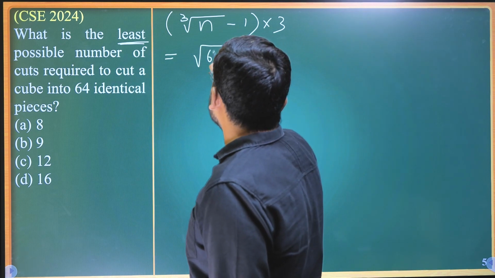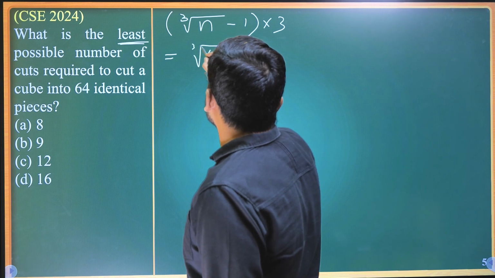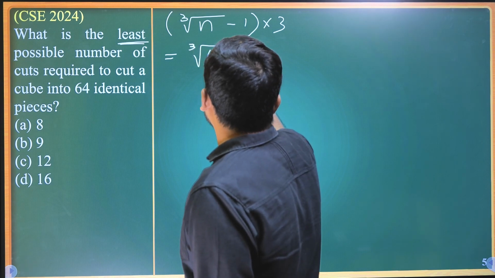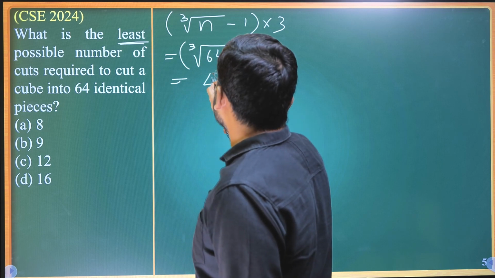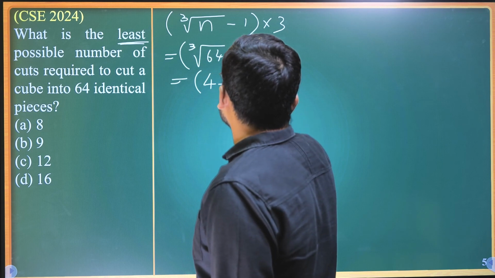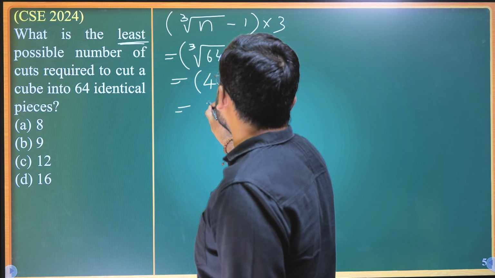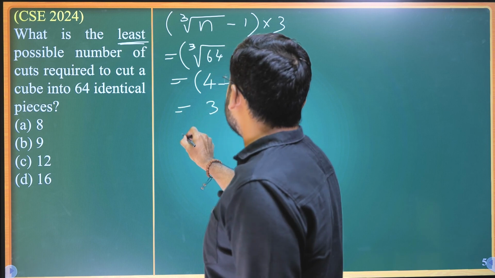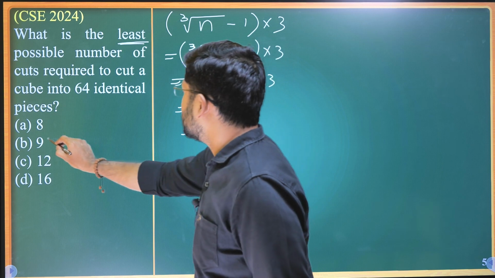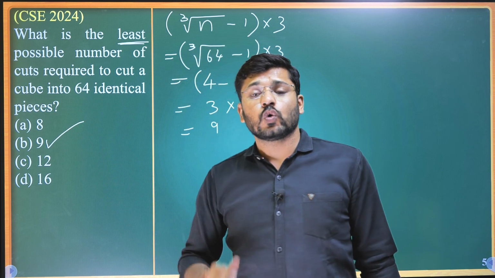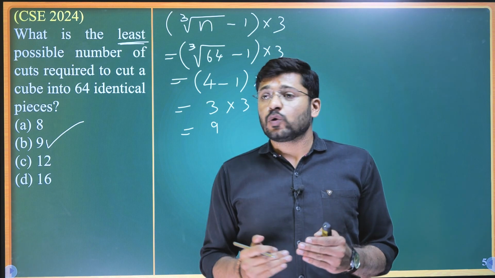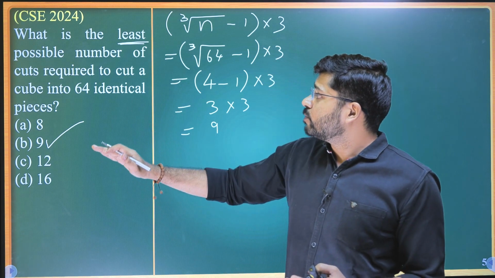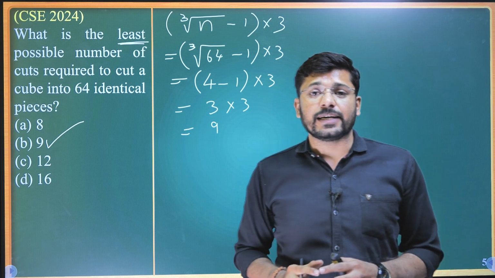Cube root of 64 minus 1 into 3. What is cube root of 64? That would be 4 minus 1 into 3. What is 4 minus 1? That would be 3. 3 into 3. So that would be 9. Your answer is 9. So 9 cuts are required. The 9 is the least number of cuts required to cut a cube into 64 identical pieces.